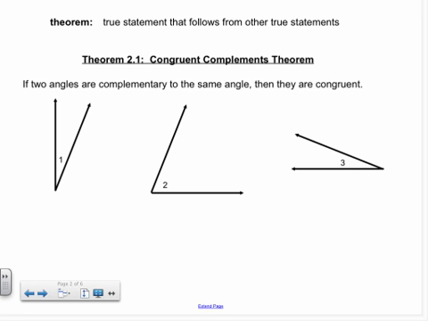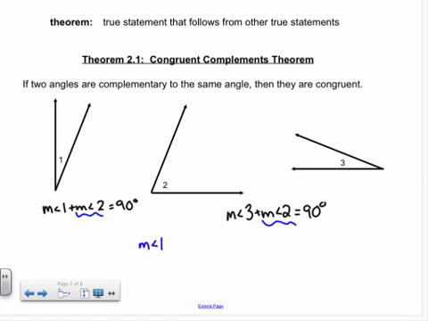Let's look at our first theorem. The congruent complements theorem tells us that if 2 angles are complementary to the same angle, then they're congruent. The hypothesis of this statement is that we have 2 angles complementary to the same angle. Let's say angles 1 and 2 are complementary, so the measure of angle 1 plus the measure of angle 2 equals 90 degrees. We'll also say that angles 2 and 3 are complementary, so the measure of angle 3 plus the measure of angle 2 has to equal 90 degrees. Our conclusion is that since angles 1 and 3 are both complementary to angle 2, they must be congruent to each other.